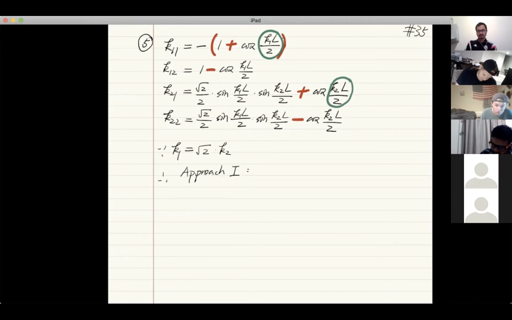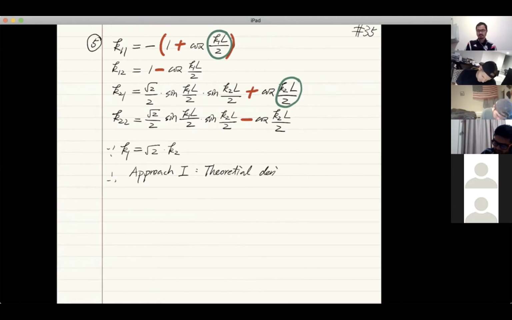is what we call theoretical derivation. In this approach, you will have to use this technique, what we call Taylor's expansion. And I will show you a few examples in the future. For this case, we're not going to do it because it's a little bit complicated. It's not that difficult, but it's just lengthy.